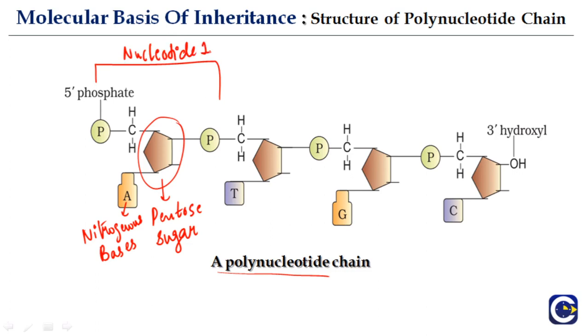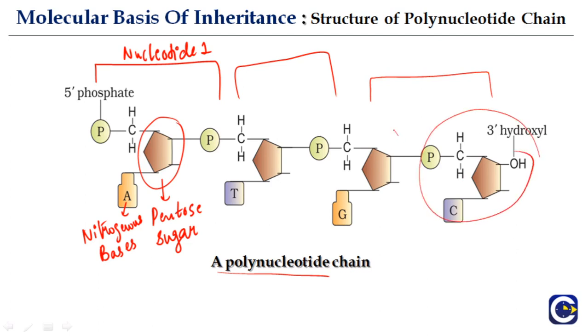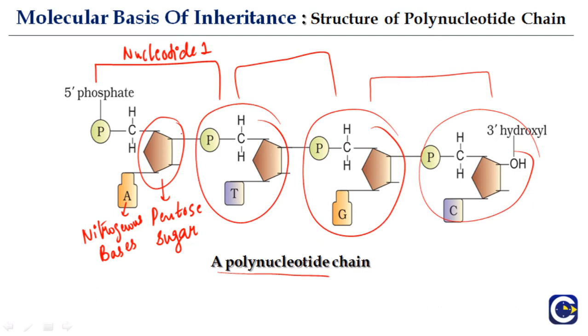This is nucleotide 1. Here again, you see there is another nucleotide, and then there is another nucleotide. So that is how it is. Basically here we have 1, 2, 3 and 4 nucleotides. So these 4 nucleotides result in the formation of a polynucleotide chain. The pentose sugar and the phosphate group are always bonded together. This bonding of the pentose sugar and the phosphate group results in the formation of the polynucleotide chain.